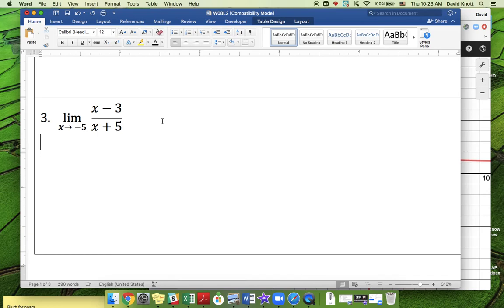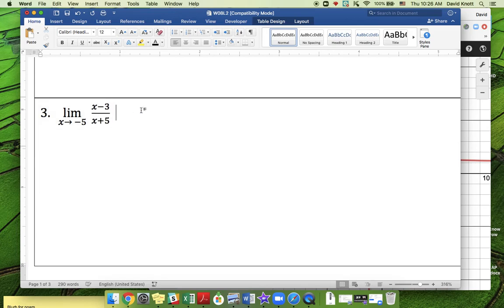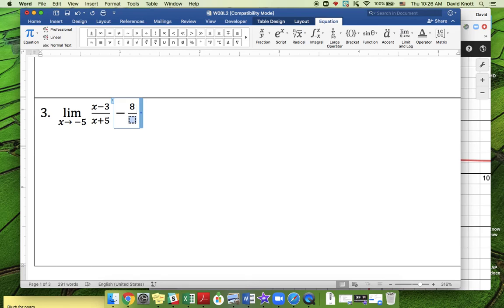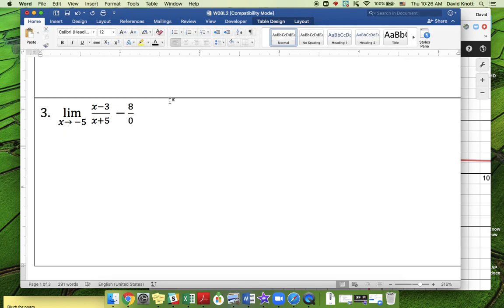I'm sort of getting ahead of myself, but it'll be a good example. If I plug -5 into this expression, what do I get? I get -8 over 0. That is a non-zero number over 0. That means you have a vertical asymptote. Non-zero over 0 means vertical asymptote. And that is the only time you will have a vertical asymptote, okay?